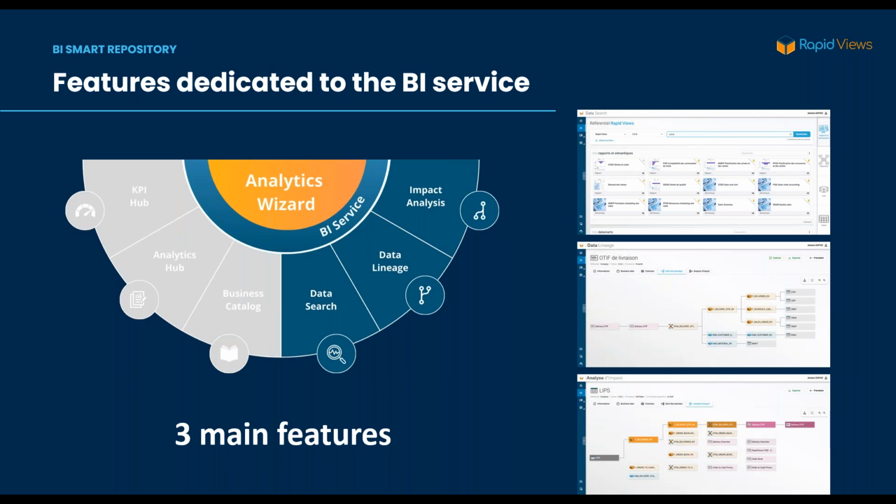a column in the report or of a variable, and the repository shows all the objects in relation with the search. If the customer decides to show the lineage from this object, the repository shows all the objects linked to this object. If the customer decides to show the impact analysis, the BI Smart Repository shows all the objects used by this object. Okay, Alexandre will show you these three features in a demonstration just after.